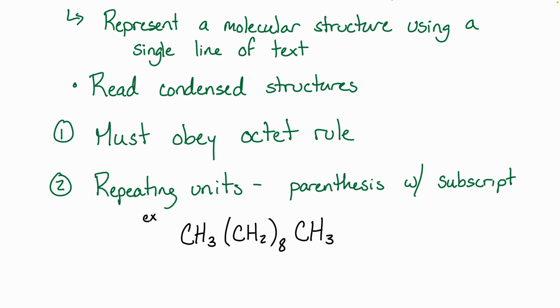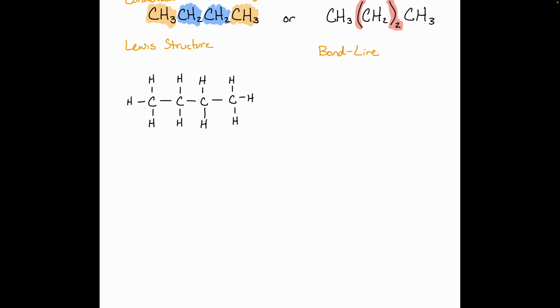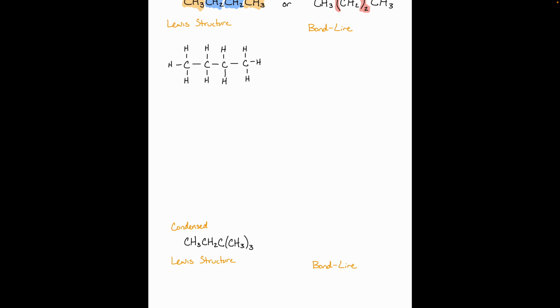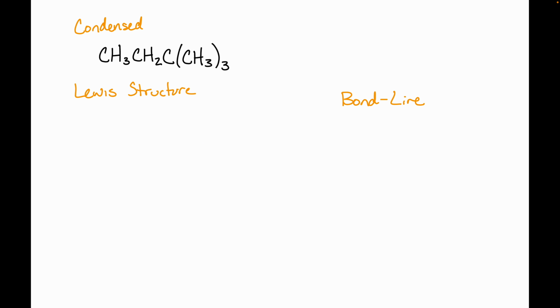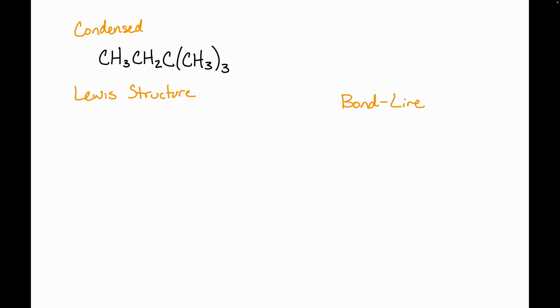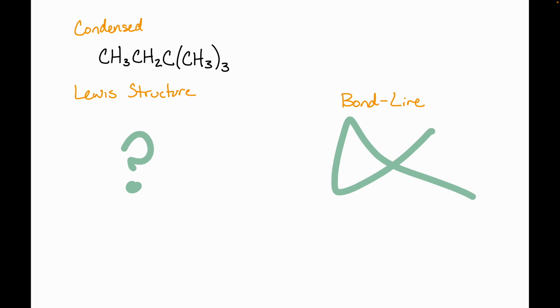Cool. All right, so let's do another example now using that notation. Again, I'm going to leave some space for both a Lewis structure and a bond line structure. I want everybody to take a second and draw the molecule corresponding to our condensed formula here. Again, you're going to give me the Lewis structure of this molecule, and we'll save the bond line structure for when we get to it.